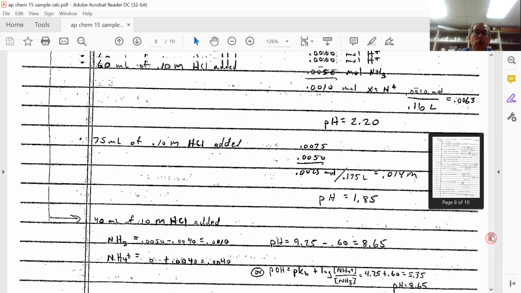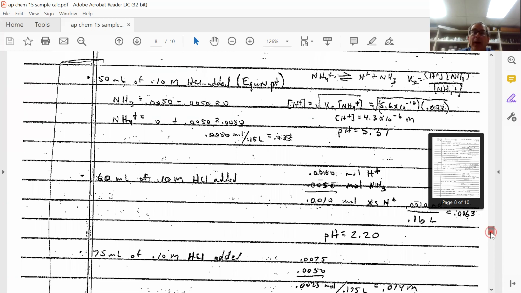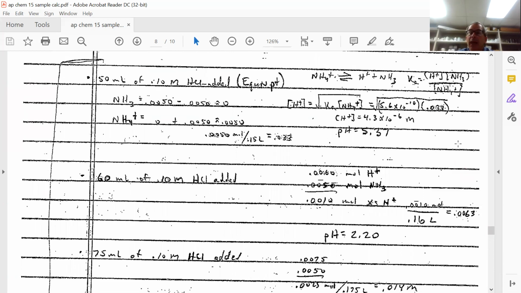Okay, what happens when I reach the equivalence point? Then all of the NH3 is converted to NH4+, so it should be an acid at that point. I have no NH3 left, I have all NH4+, and then I do it like a weak acid problem where H+ equals the square root of Ka times NH4+. Notice I have to take my moles divided by my total liters, the 50 milliliters that I added and the 100 that I started with, to get my concentration. So be careful with that step.